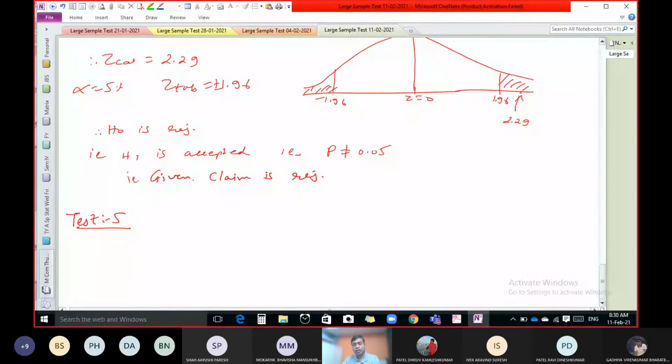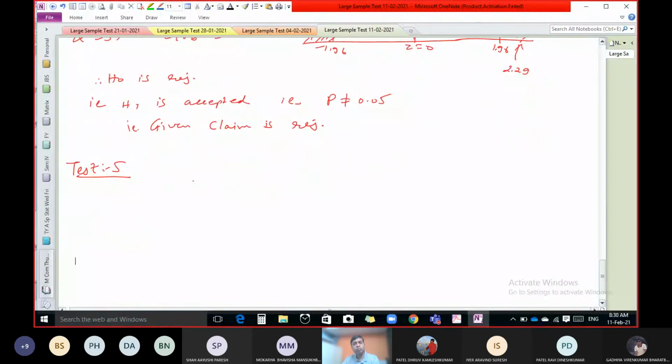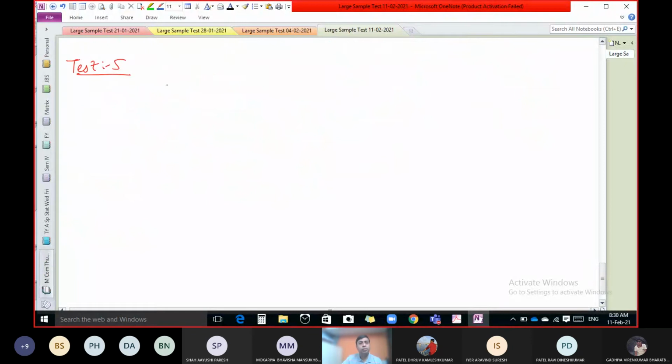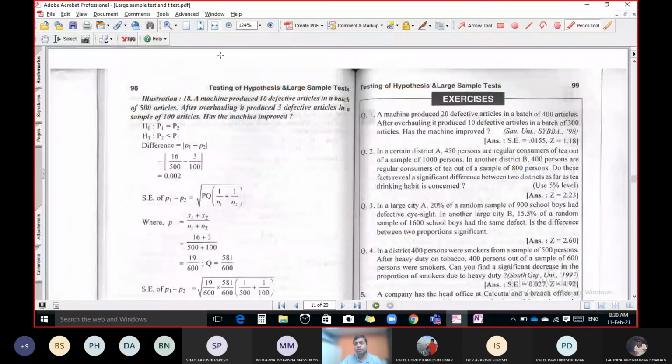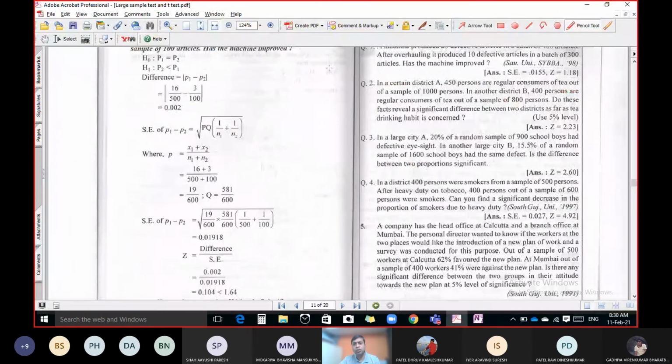Test 5. It is a test of proportion, but for two samples. Test of proportions for two samples, two populations or two samples. So let us take one small example to get a better idea about this type of situation. See question number 2 here.